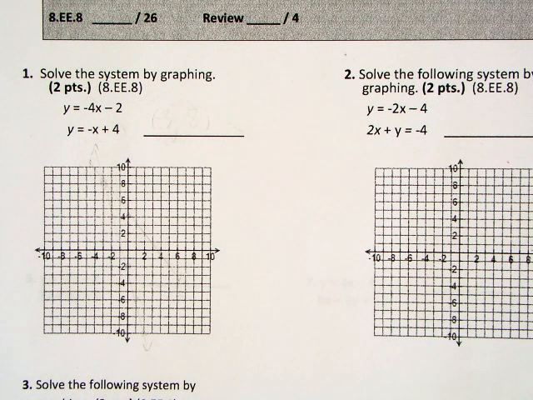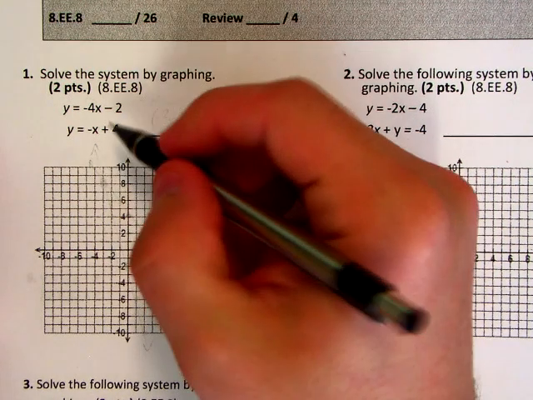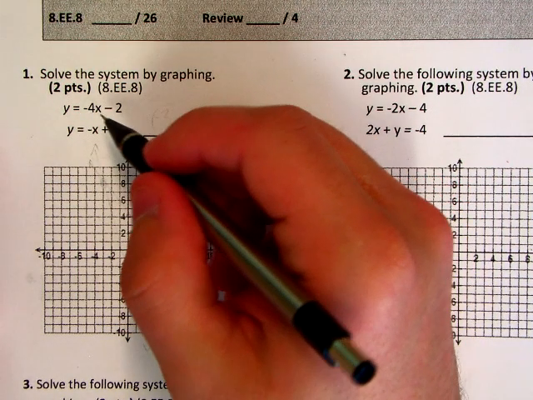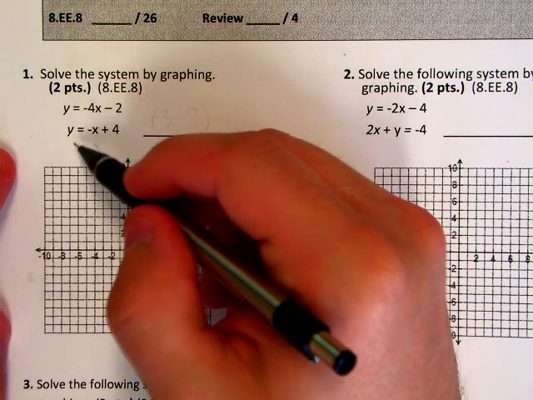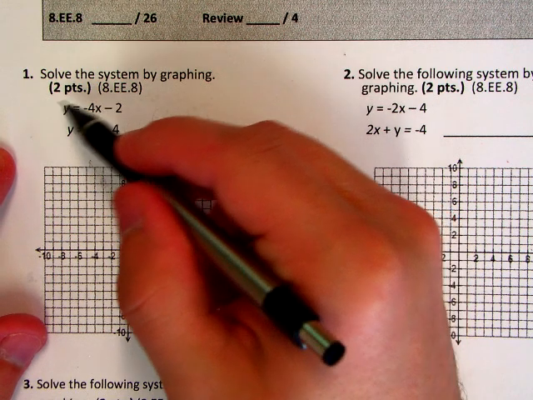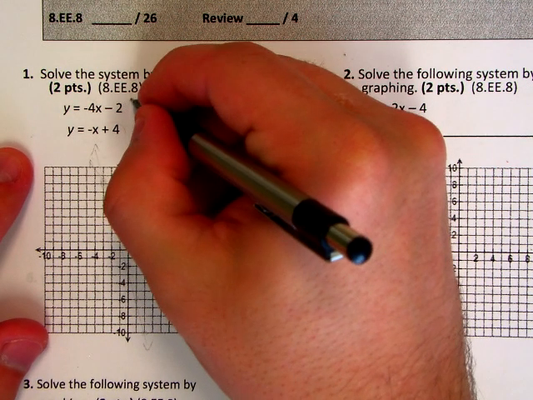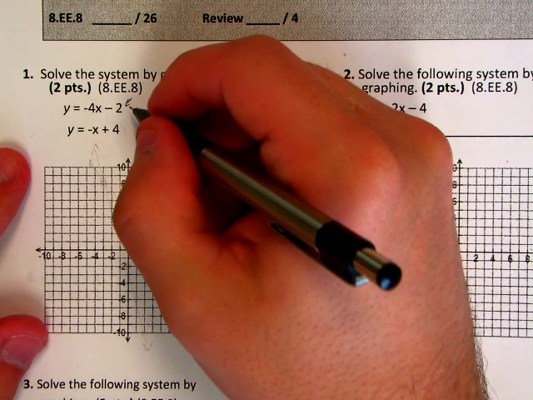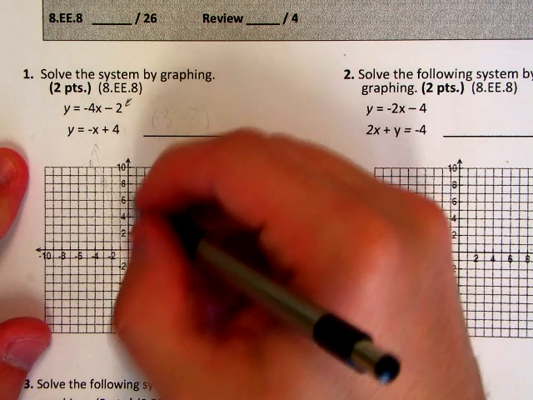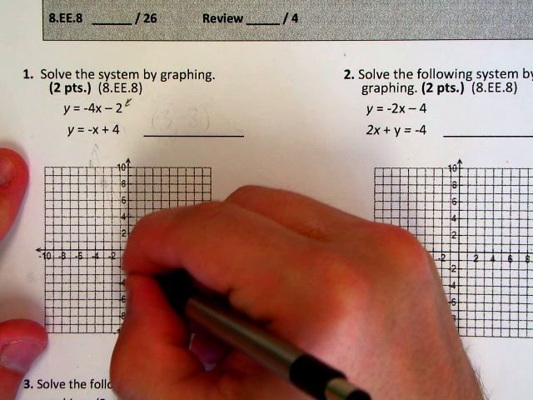Alright, so today we're going to be talking about the systems of equations final. When we're looking at number 1, we want to graph both of these equations. The good thing is they're both in y equals mx plus b form. So this first one here, this -2, that's where it crosses the y-axis. So I'm going to put a dot, an ordered pair, right at -2.